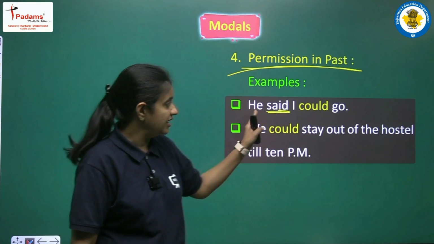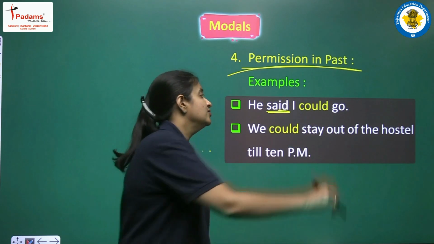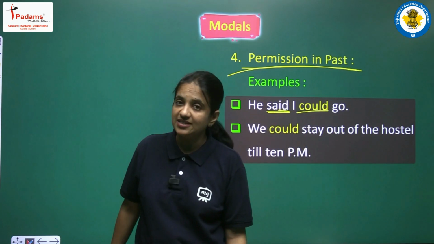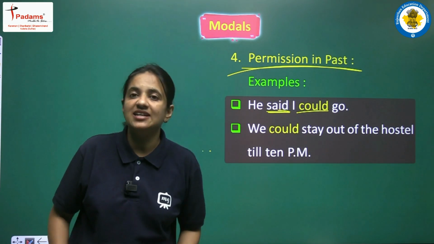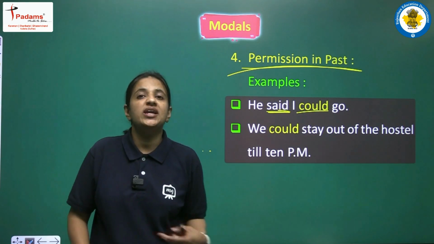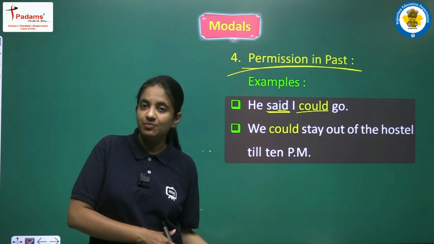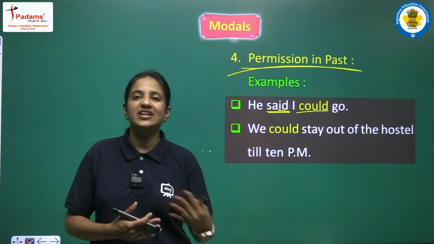So here we can say that yes, we are having permission, but we are having past tense here. So yes, we have to use could in a sentence, and the same use we have seen when we were discussing our very first modal, that is can. So with the help of can, we can ask or give permission. Similarly, with the help of could, we can ask and give permission.